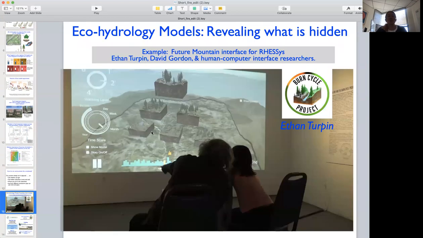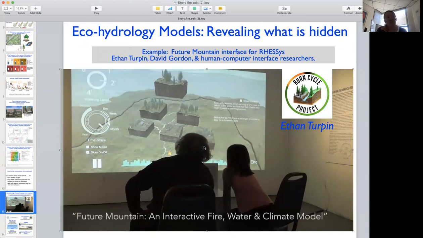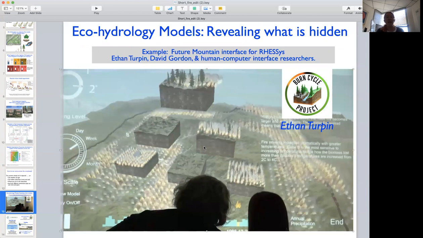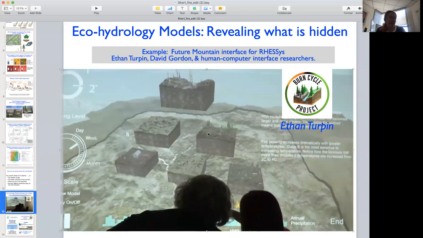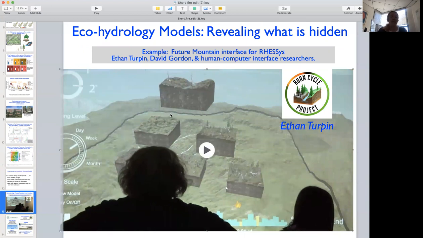One of the things we've been doing to address that is we worked with a local artist and game designer to develop Future Mountain, which takes the results from our science-based model and turns it into an interactive game that users can play. They can warm up the climate and see how this might affect the vegetation and fire and water in their particular watershed.